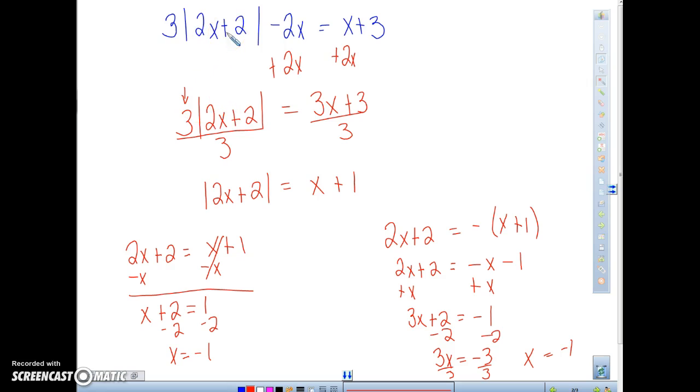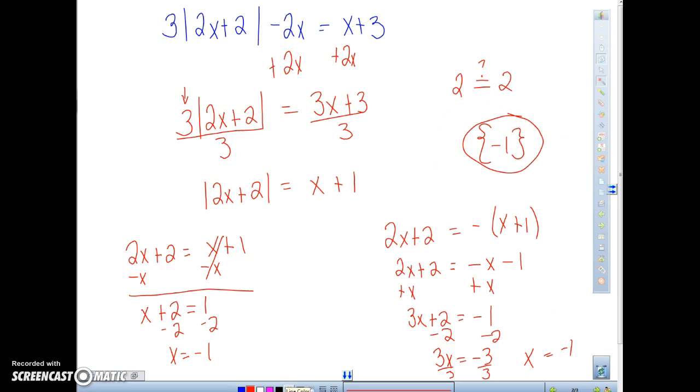And again, you can type all of that in your calculator at the same time. So 3 times the absolute value of 2 times negative 1 plus 2 minus 2 times negative 1. So I get an answer of 2. We want to know, does 2 equal negative 1 plus 3? And we all know negative 1 plus 3 is 2. So negative 1 is our answer.